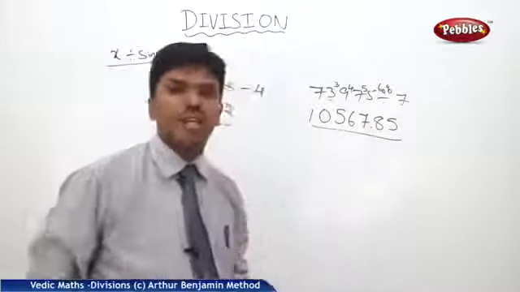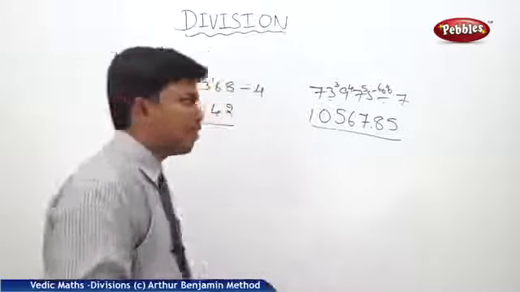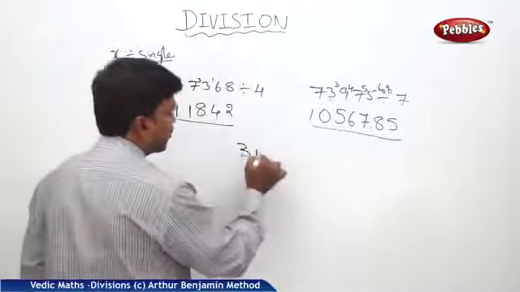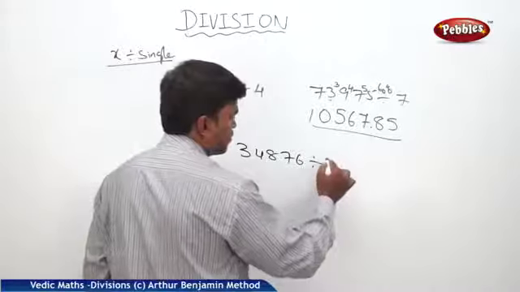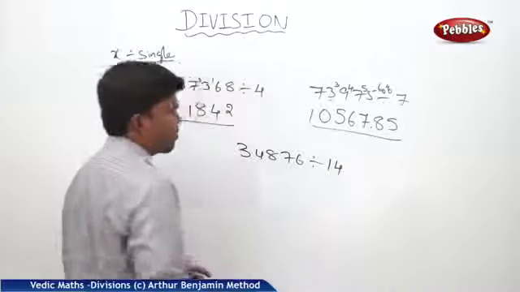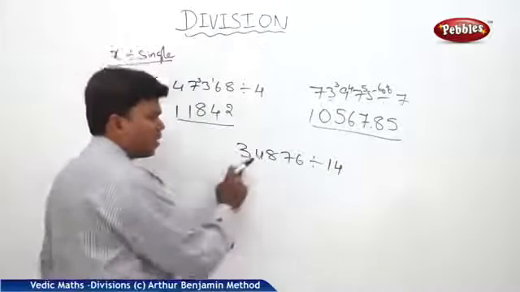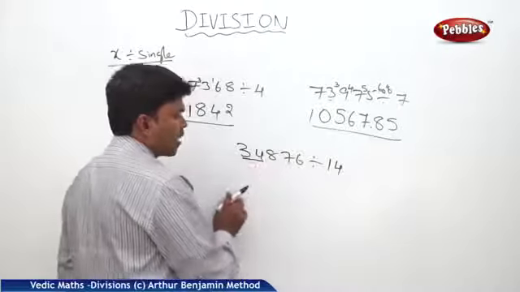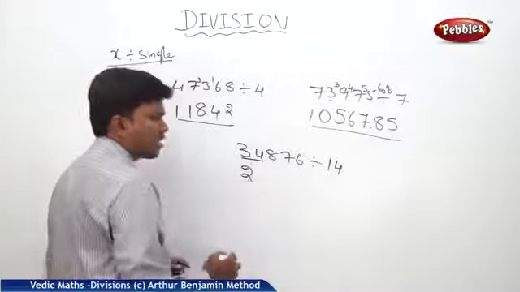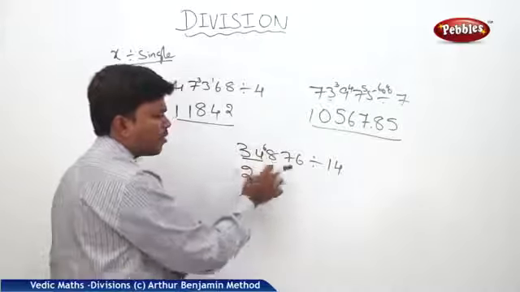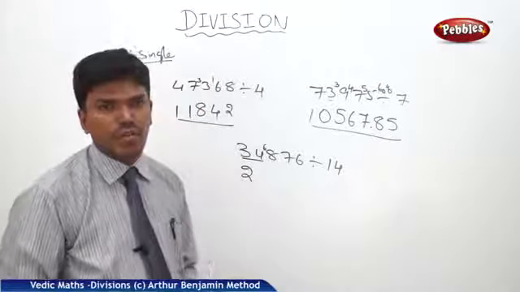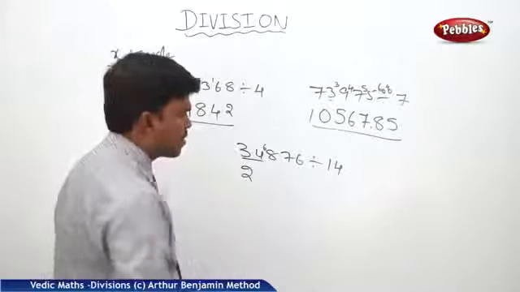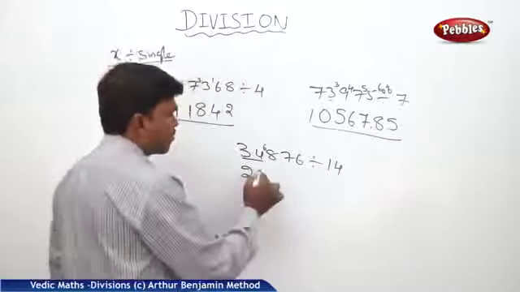You can do it in the same way if you know up to 20 tables. Let us take 34876 divided by 14. Now, 3, will it go in 14? No. So take 34 at a time. How many times does it go? 4 2s are 28. 28 and 6 is my remainder. Now it became 68. How many times does 14 go in 68? 14 4s are 56. That is, the remainder is 12. Now the next, it became 127.